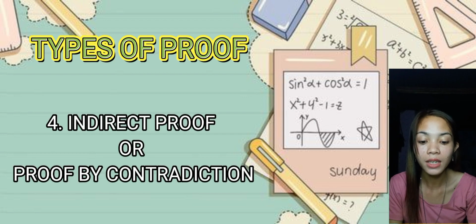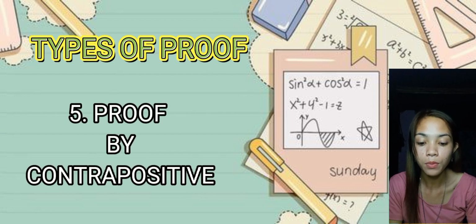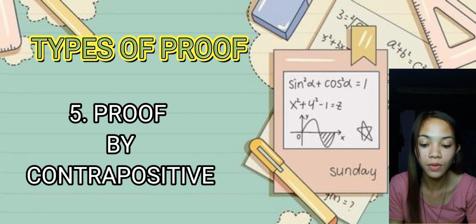Number 4 is the indirect proof or proof by contradiction. Assume P and negation Q, and derive a contradiction R and negation R. Number 5 is the proof by contrapositive. It gives a direct proof of negation Q implies negation P. Assume negation Q and then use the rules of inference, axioms, definitions, and logical equivalences to prove negation P.